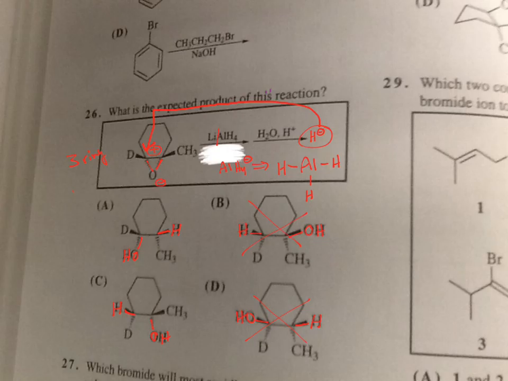Okay? So your hydrogen needs to be on the side with the deuterium. What happens to the deuterium as the hydrogen comes in and attacks? It's going to toggle to go the other direction, and we end up with C as our final answer.